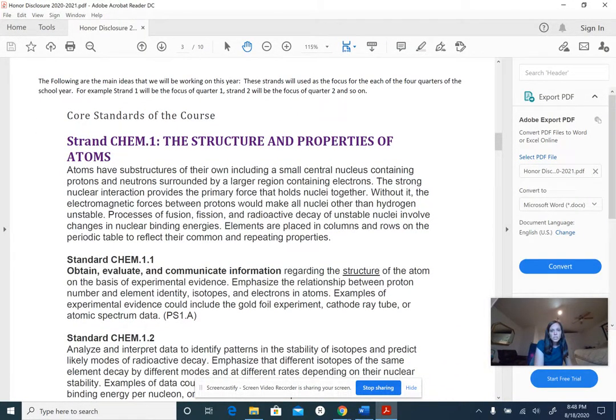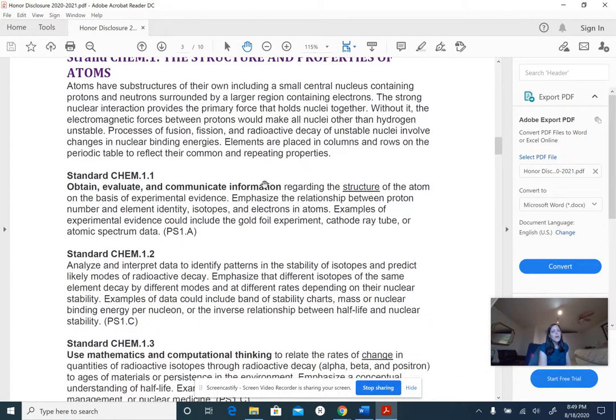There are 4 strands in the chemistry core, so that gives us pretty much a strand per quarter. So quarter 1, we are going to be talking about the structure and properties of atoms. So we're going to go over atomic models, different models, why we have the different models, what the models do well, what the models don't do well. And we're going to end up with our current model, which is the electron cloud model.